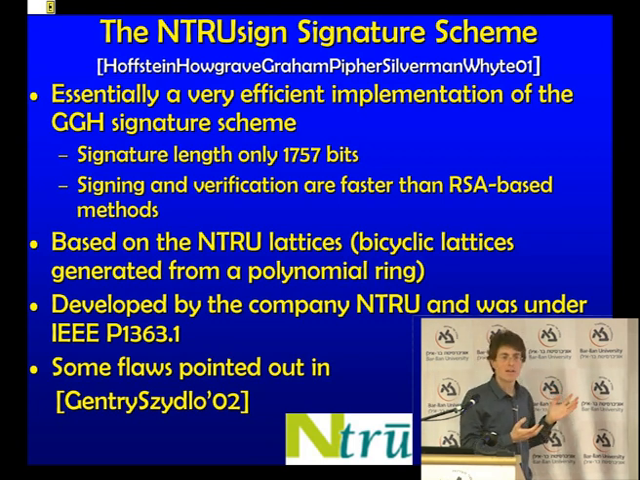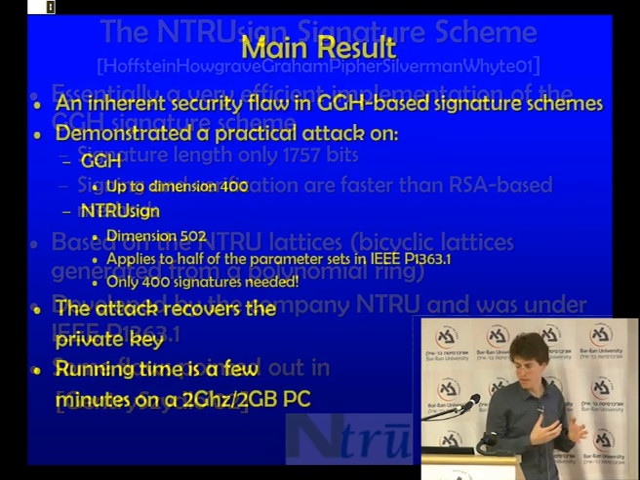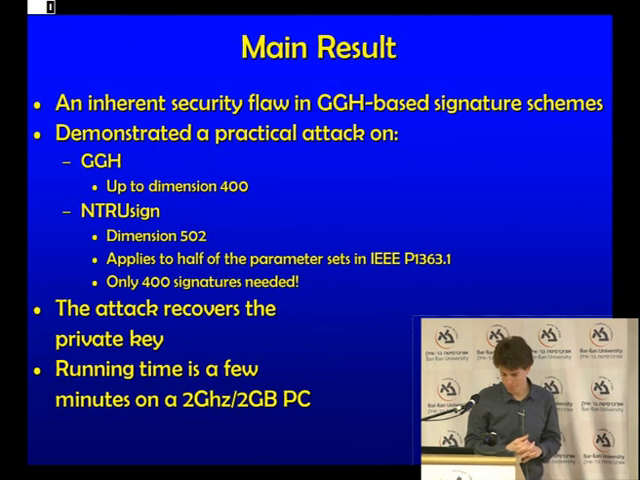And apparently people really care about this, because they want to use this for little chips that store the keys, and they're able to do signatures. It's amazingly efficient. Also, computation is very efficient. It's even faster than RSA-based methods. I won't go into technicalities. At the time, there was an attempt to make it a standard under the IEEE. I think by now this has been abandoned. And already in 2002, there were some flaws pointed out. But at that time, it seemed that this could still be a valid signature scheme. Okay, so I guess that's it for the intro.